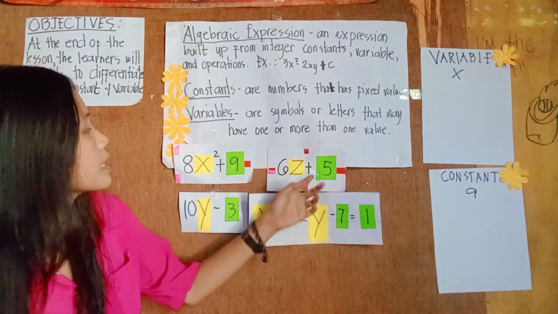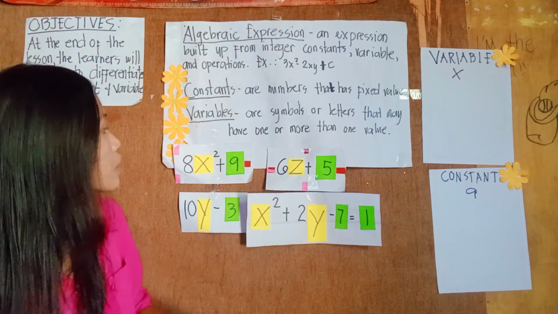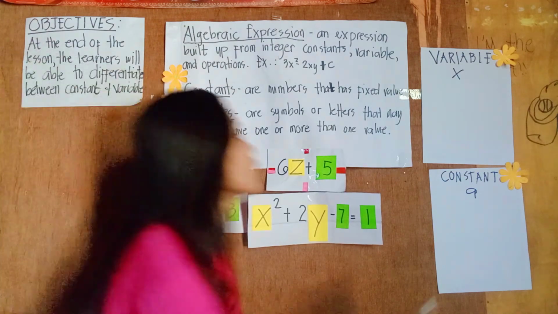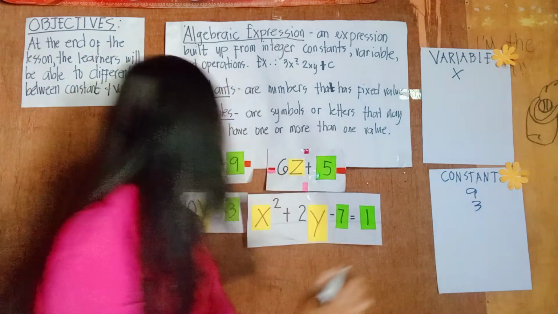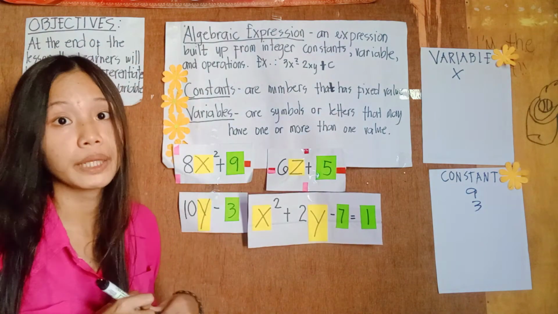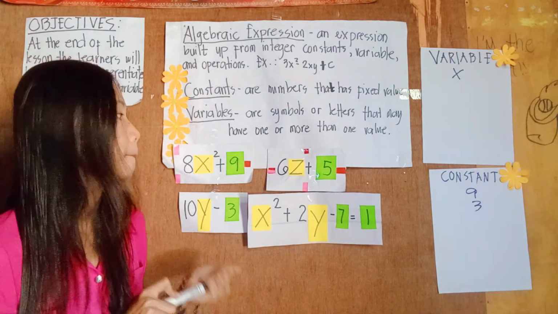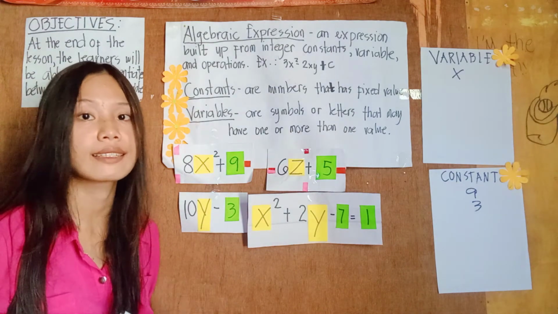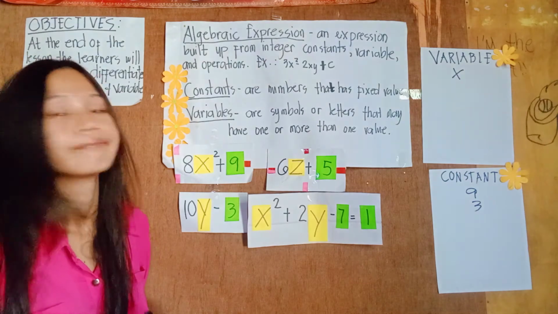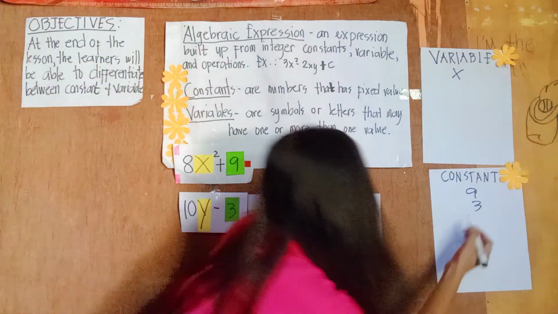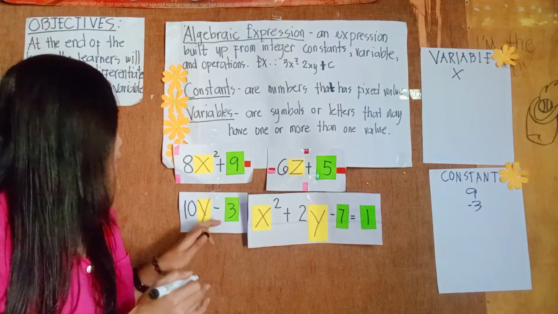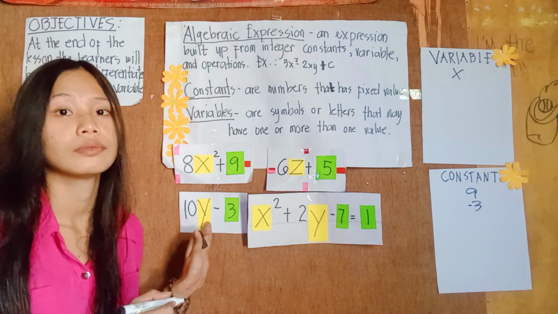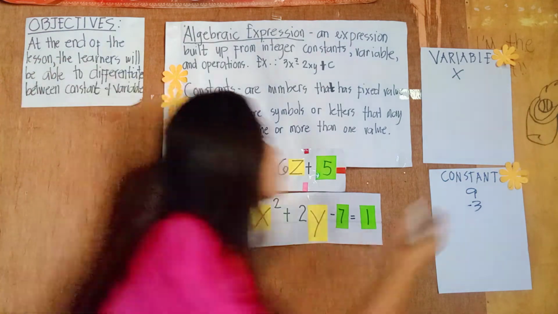Okay, so third example. So our constant here is 3, or should I say -3. We have to put the sign beside the number, and y is our variable.